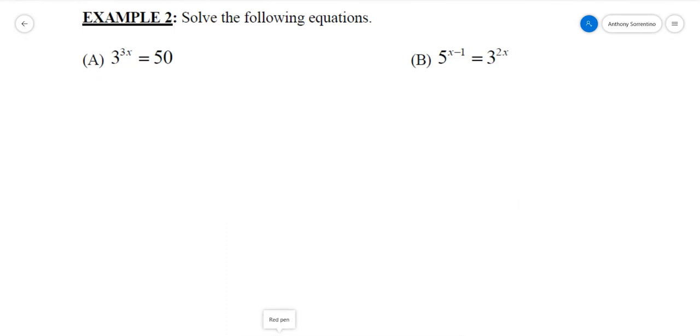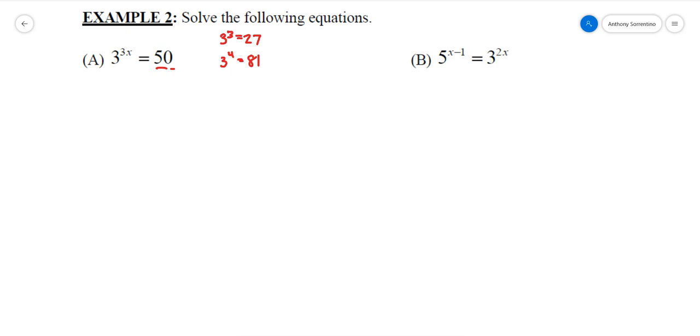Now 3 to the 3x power equals 50. So again, it wouldn't be too bad if 50 was a power of 3. It isn't. I mean, I have my 3 to the third power, which is 27, and I have my 3 to the fourth power, which is 81. Whatever 3x is going to be, it's probably going to be some sort of irrational number, and that's going to make it a little bit more difficult. It's going to be an irrational number that's between 3 and 4.